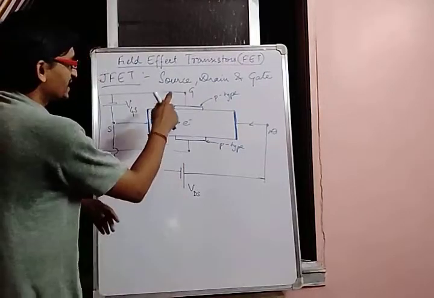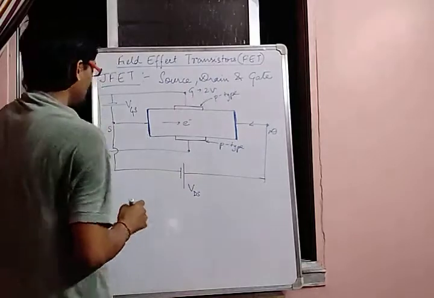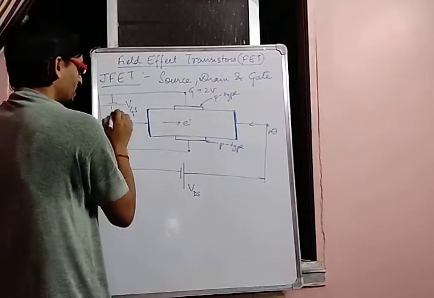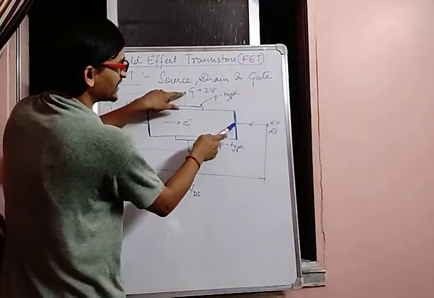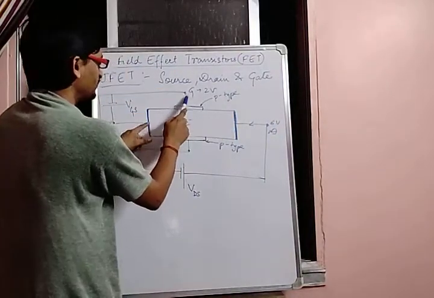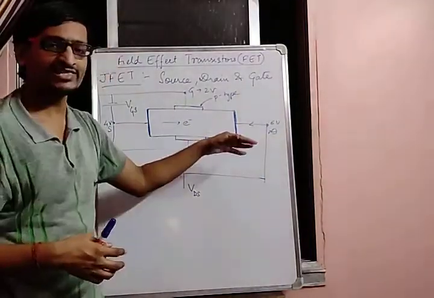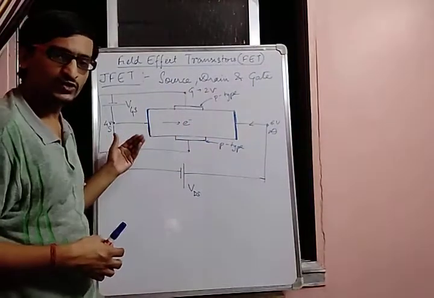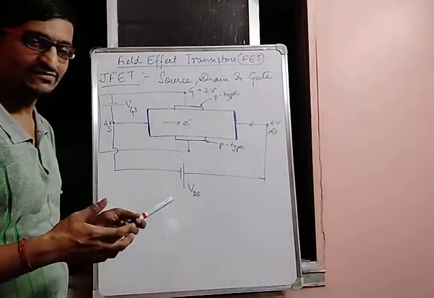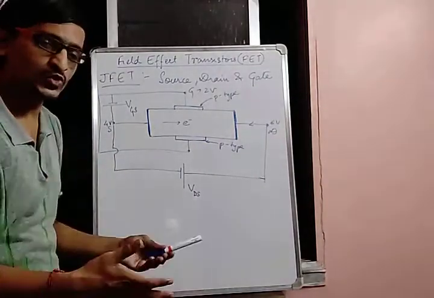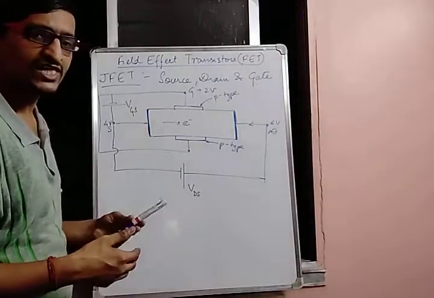Suppose this gate voltage is 2 volt, this source voltage is 4 volt, and this drain voltage is 6 volt. So you see here the reverse bias is 4 volt, and here the reverse bias is 2 volt. So that means your reverse bias is more towards the drain side as compared to the source side. As a result, the width of the depletion region will be more towards the drain region as compared to the width of the depletion region towards the source region.